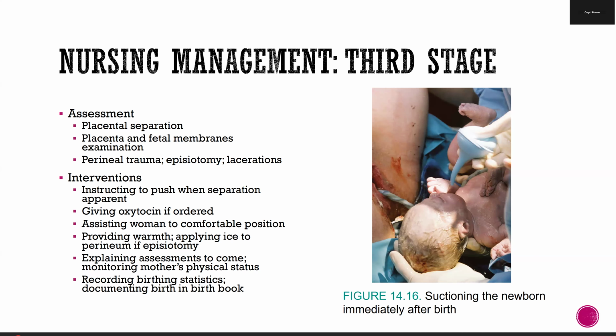So sometimes the provider may instruct the client to push when separation is apparent, but they should never be pulling and tugging on the cord to try to deliver the placenta. They may hold just some slight traction so that while they're looking at things and talking or whatever they're doing, they can feel when that placenta is starting to pull away because of the slack that occurs in the umbilical cord. They will oftentimes order for the nurse to start oxytocin once the placenta is delivered.